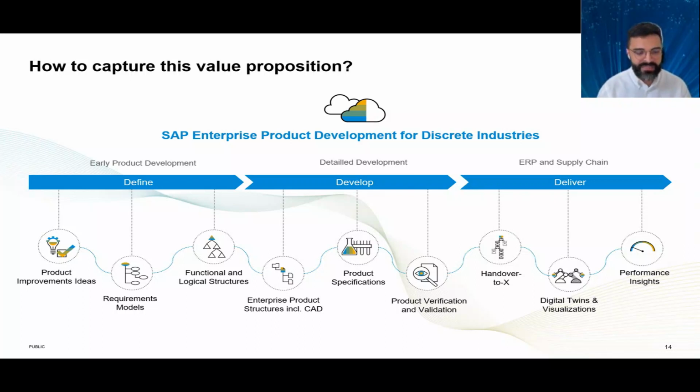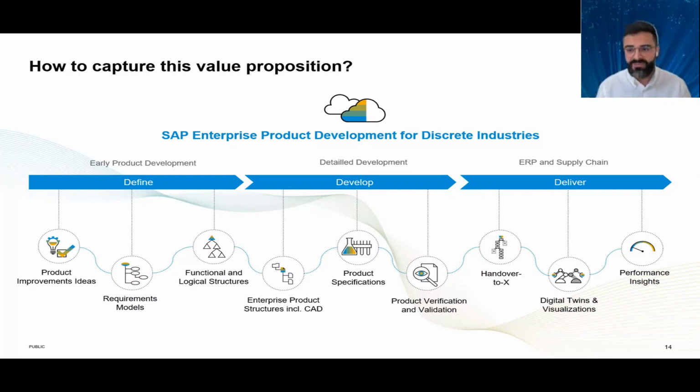Right? So that we can start at the early stage in the life cycle, where you have product improvement ideas, to create detailed requirement models. From these requirement models, you can drive a model-based systems engineering approach where you can derive functional and logical structures. From there, derive your product structure. And this is also one topic that Gerhard Himmelsbach will talk about in a few more minutes.